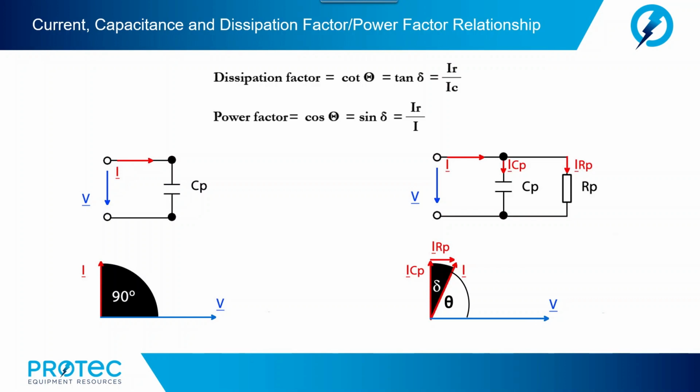Now, mathematical representations. Power factor is defined as cosine theta, which also equals sine of delta, which equals the resistive current divided by the total current. Dissipation factor is defined as the cotangent of theta, which equals the tangent of delta, which equals the resistive current divided by the capacitive current. Now, how is that for a flashback to your trigonometry training?